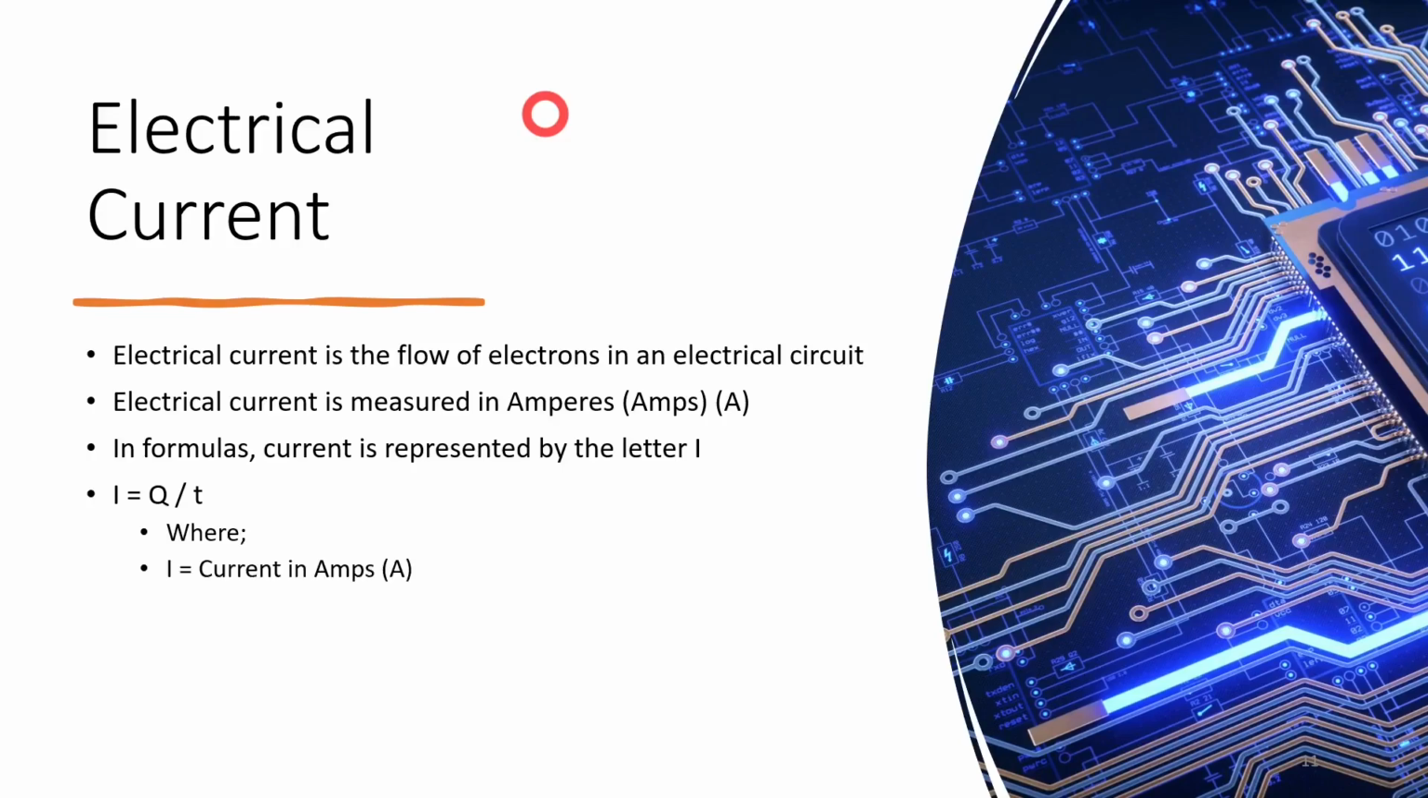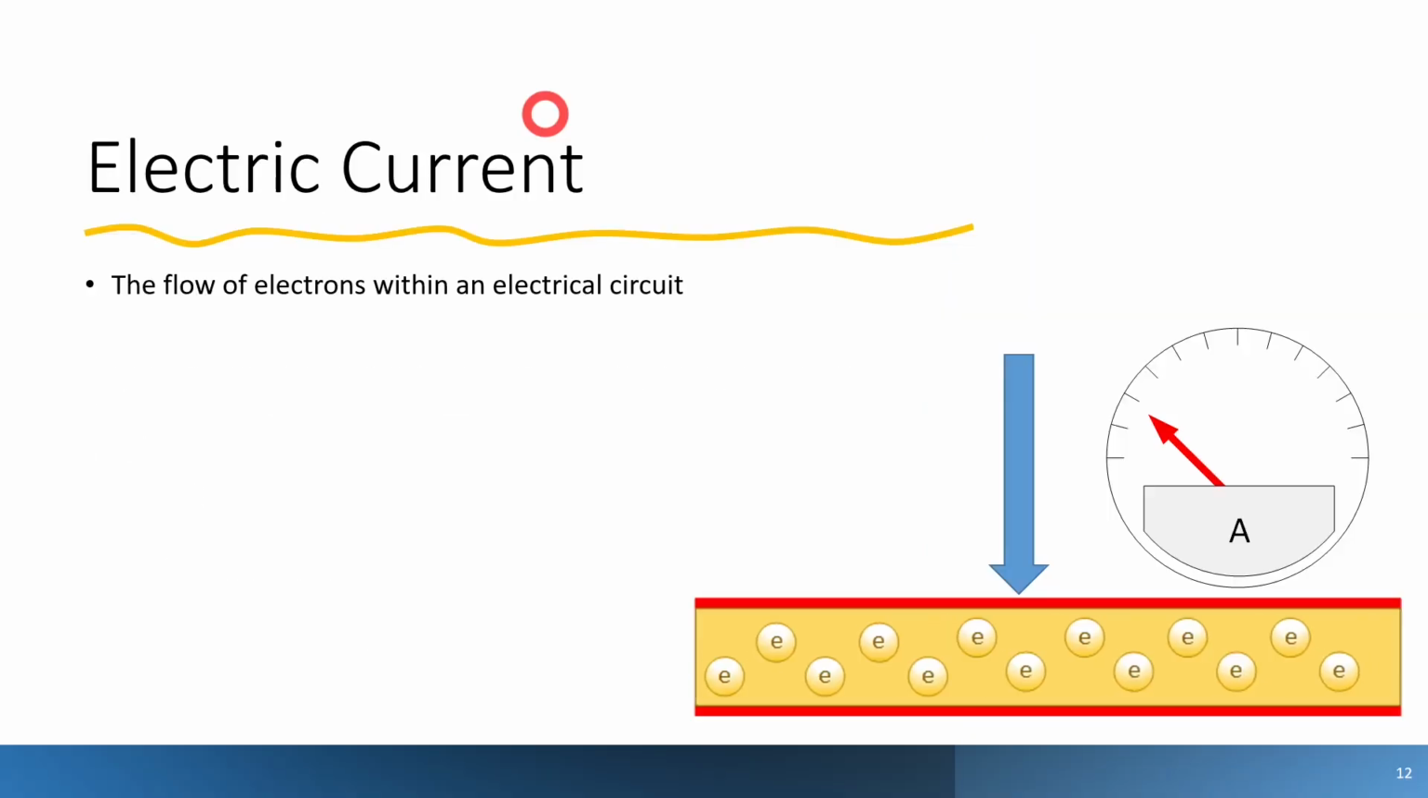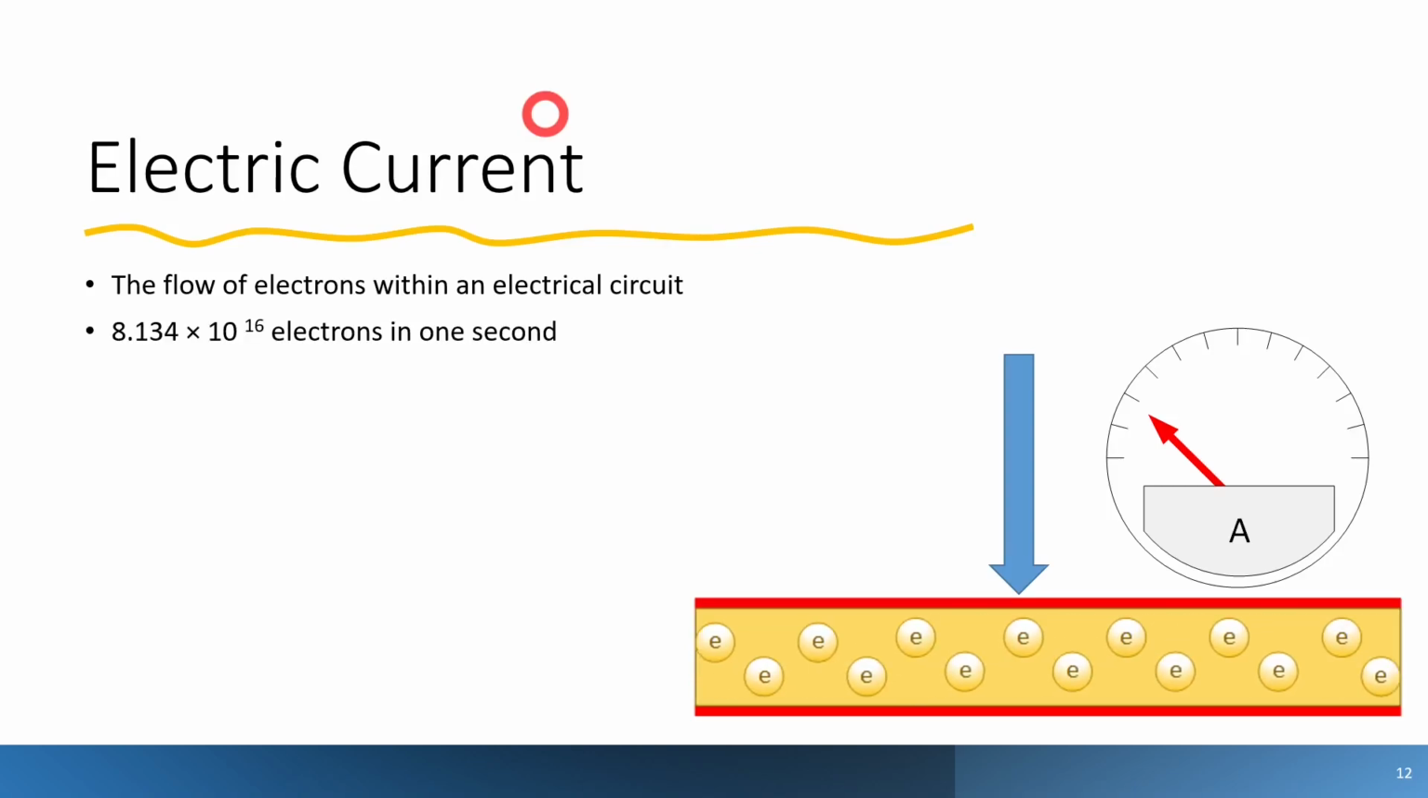So I is our current in amps, Q is our charge in coulombs, and T is our time. And in this case, our increment of time is going to be seconds. It's not always seconds in our formulas, but in this particular formula, it is going to be in seconds. So electrical current, let's look at a sample.